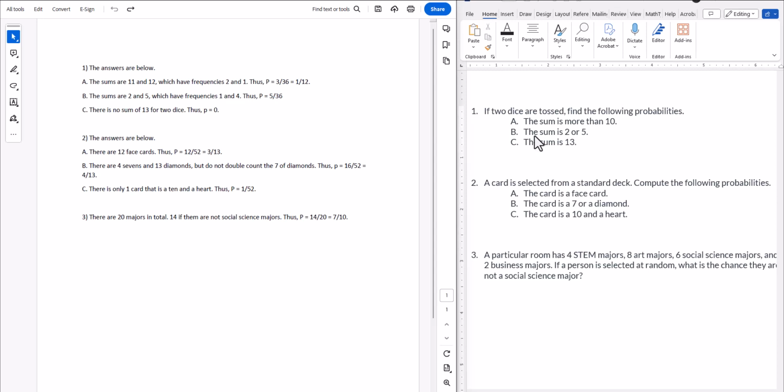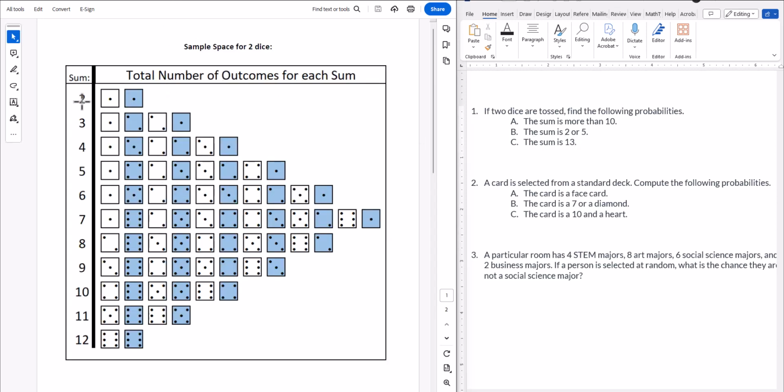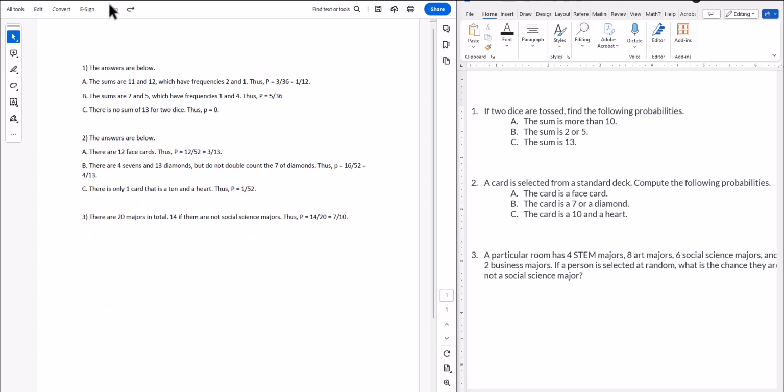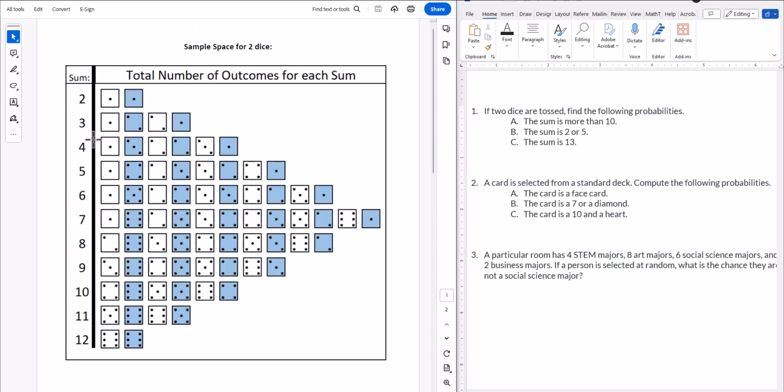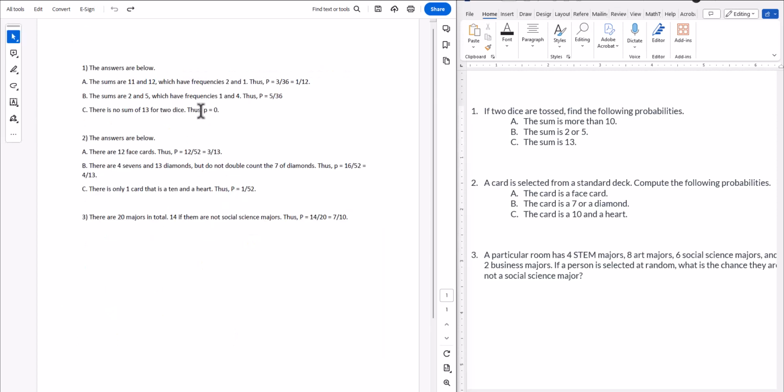For part B, it says the sum is 2 or 5. Well, 2 only has 1 pair. 5 has 1, 2, 3, 4 pairs. So the answer would be 4 plus 1 is 5, 5 out of 36. That does not reduce. And for part C, it says the sum is 13. Well, if we look at our sums, there is no 13. That's impossible. So that probability is 0.